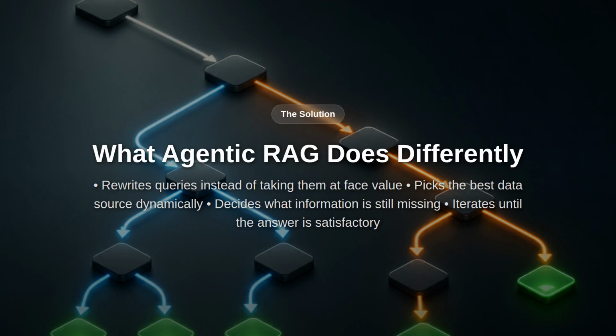Agentic RAG changes the game at every level. Instead of taking a user query at face value, it rewrites it for better retrieval. Instead of searching a single index, it dynamically picks the best data source from databases, APIs, or the web. Most importantly, it evaluates what information is still missing and iterates until it has a complete answer.